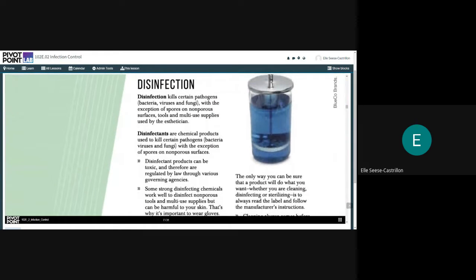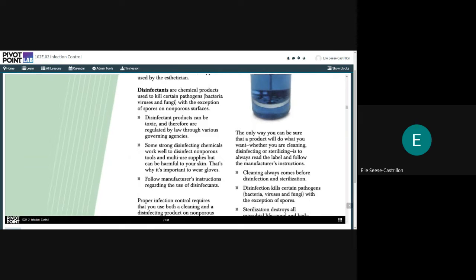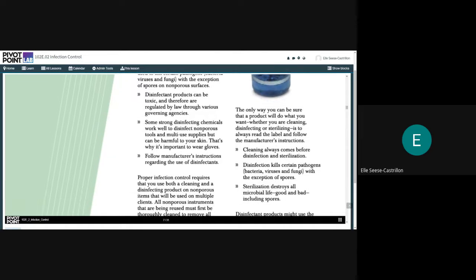So disinfection. Disinfection kills certain pathogens, bacteria, viruses, and fungi, with the exception of spores on non-porous surfaces, tools and multi-use supplies used by the esthetician. Disinfectants are chemical products that are used to kill certain pathogens, bacteria, viruses, and fungi, with the exception of spores and non-porous surfaces. A disinfectant product can be toxic and therefore is regulated by law through various governing agencies. Some strong disinfectant chemicals work well to disinfect non-porous tools and multi-use supplies, but they also can be harmful to your skin, and that's why it's important to wear gloves.